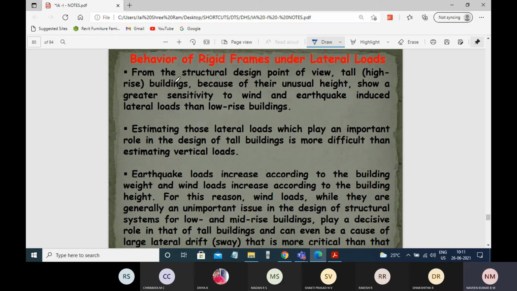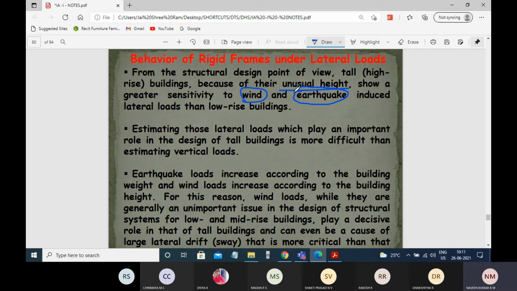And coming to the behavior, so very important. From the structural design point of view, tall buildings, because of their unusual height, as the name indicates, are greatly sensitive to wind as well as earthquake. So for tall buildings, you need to design for either earthquake or wind.